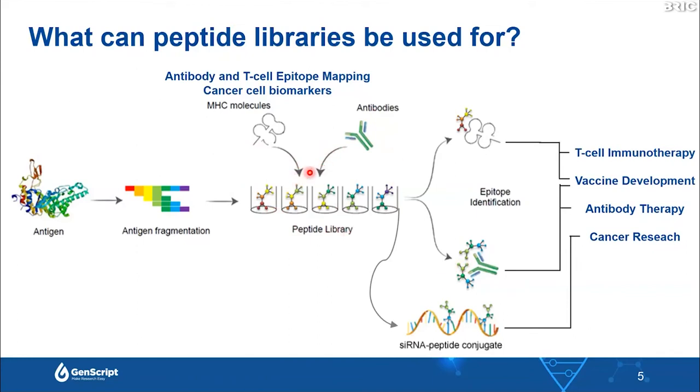For example, like the transfer of genes, for example, siRNA. Gene therapy treatment has always been a bottleneck due to the inherent anionic properties of such siRNA molecules, which render them difficult to pass through the cell membrane. So conjugating peptides with specific binding to cancer biomarkers not only targets such siRNA specifically towards the cancer cells, but also aids in cell penetration because of the cell penetrating properties of the peptides. So as such, peptide libraries are very useful in T-cell immunotherapy, vaccine development, antibody therapy, and also in cancer research.